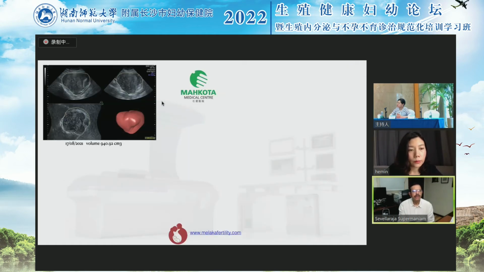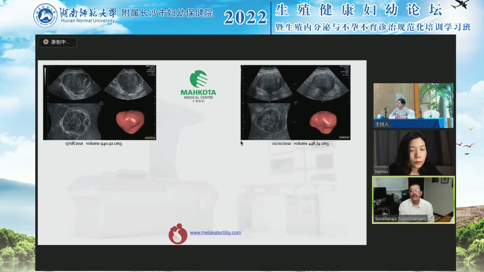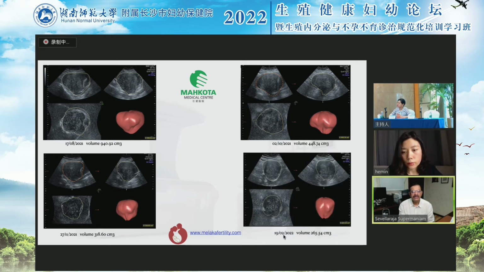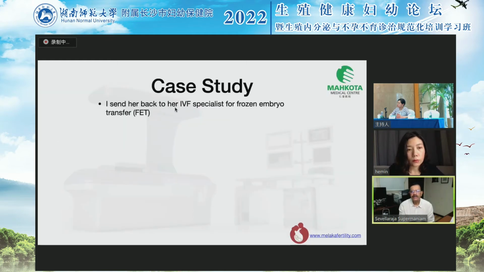So this is the volume reduction. Before HIFU, her volume of the whole uterus was 940 centimeter cube. One month later, it was 448 centimeter cube. 3 months later, it was 318 centimeter cube. And about 6 months later, it was 265 centimeter cube. So the volume reduction of the whole uterus was 71.8%. So I sent her back to the IVF specialist for frozen embryo transfer.